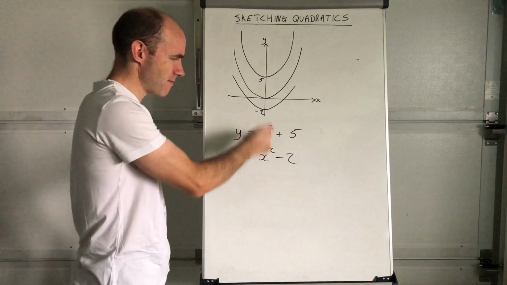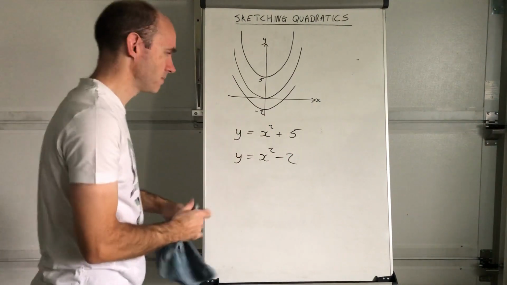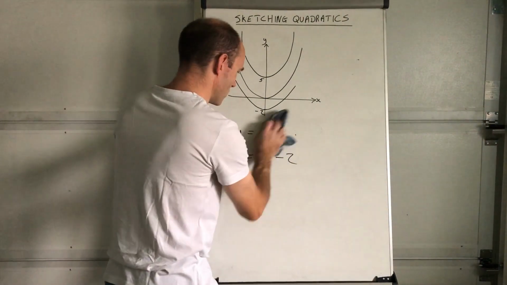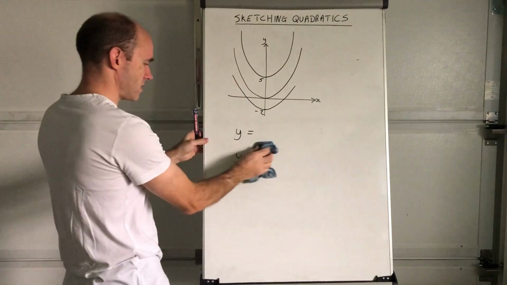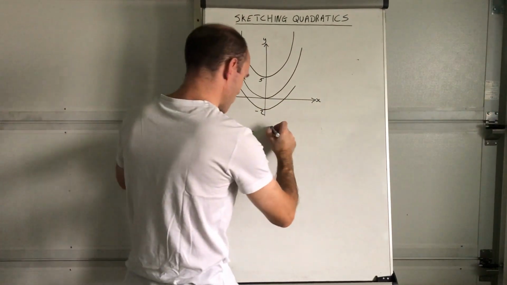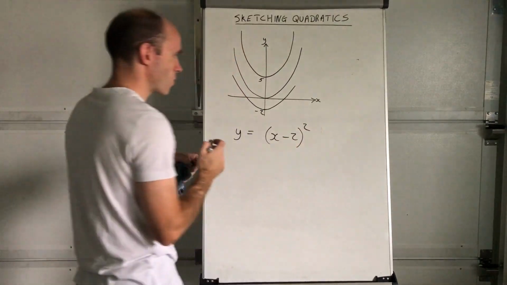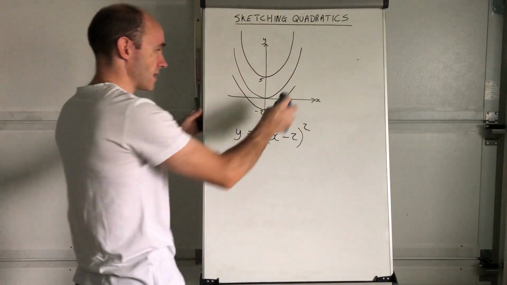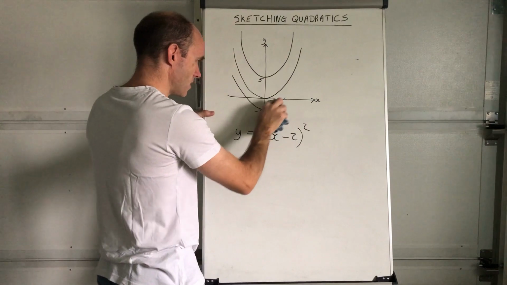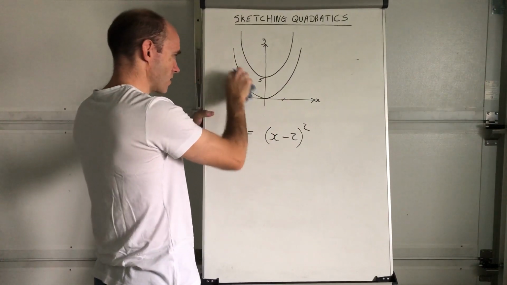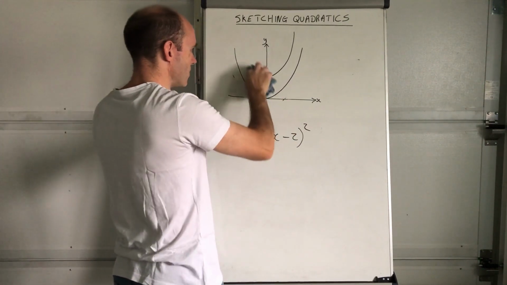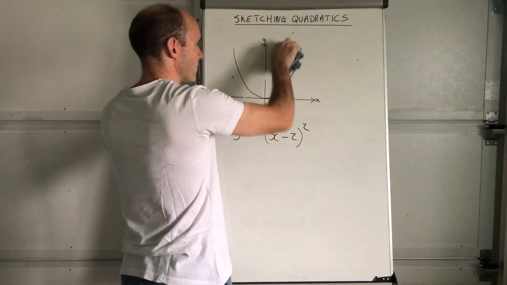So these ones, they're very easy to do. What about when you've got one of these, where you've got it in brackets? So x subtract 2 squared. What happens to the original shape of that? Well, either you know it straight away, which is great, or just have a little time to think about it as I rub these ones off the board.